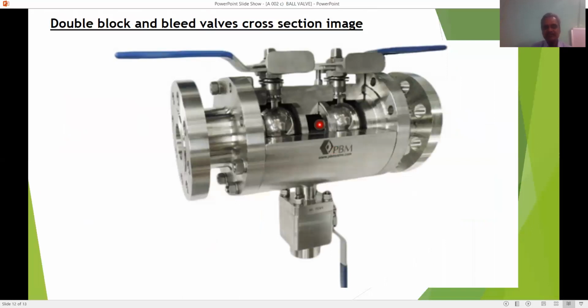This is a cross section. See this place. One side can be isolated. The other side also can be isolated. This is upstream, this is downstream. And this is the drain point, bleeding point, whatever you want to call it. Okay, my friends.